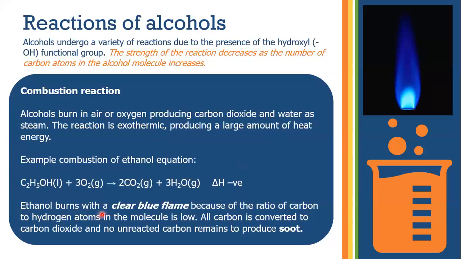Ethanol burns with a clear blue flame. I took a picture to show what a clear blue flame would look like, right in the corner here. Why is that? Because the ratio of carbon to hydrogen atoms in the molecule is low. In other words, we don't have more carbons than hydrogens. We have a lot more hydrogen atoms in comparison to carbon. So when it burns, it's going to burn well. We're going to have complete combustion, and as a result, we're going to have a clear blue flame.